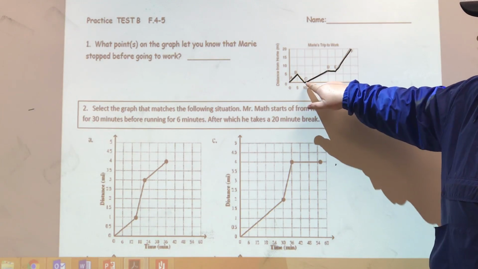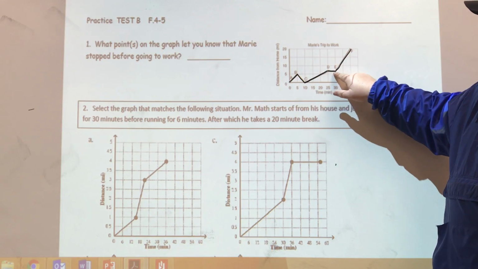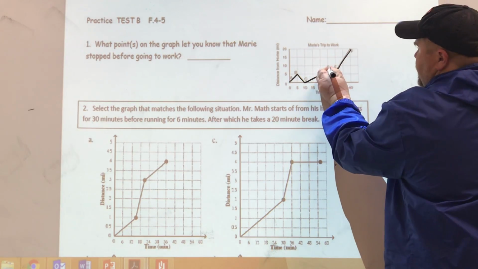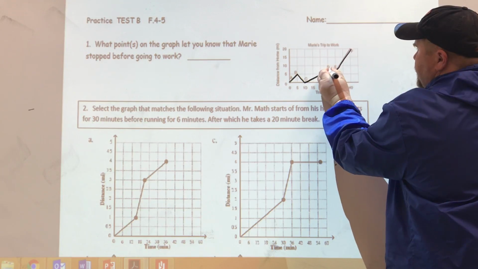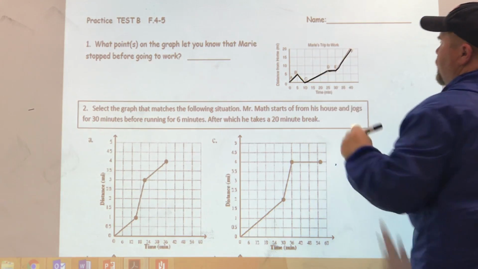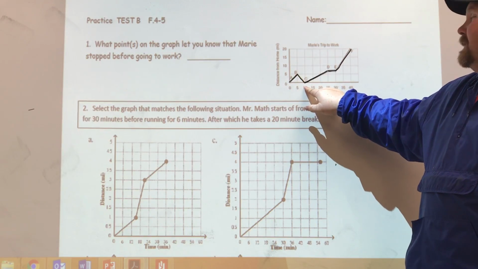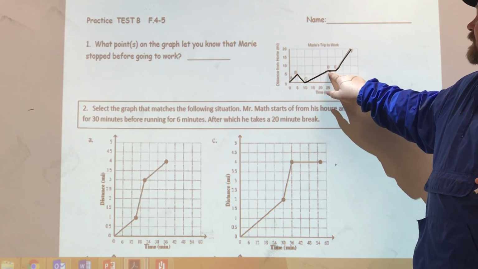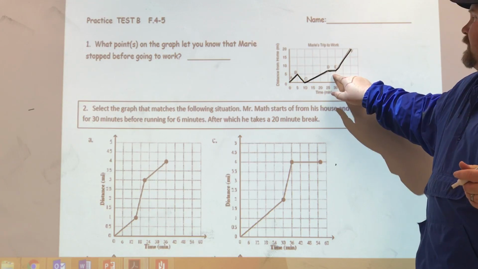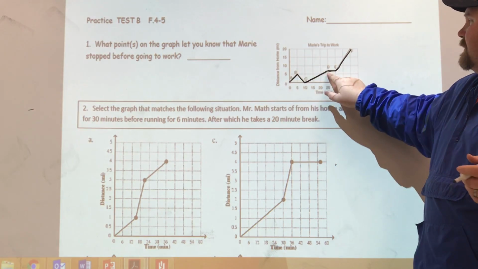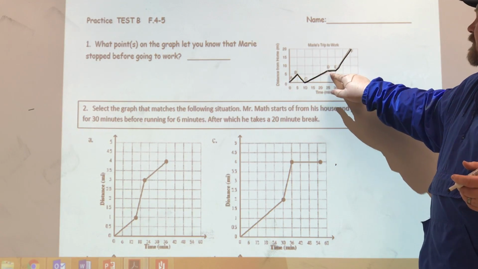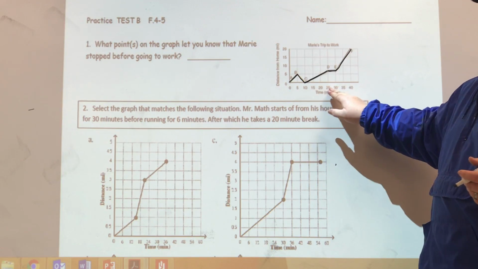People are going to gravitate towards C and towards the DE part right here. This one on the graph, it's actually perfectly flat. It's perfectly straight going across there. And so what we have is point C says that Marie came back home. It doesn't indicate that she stopped. This flat line right here between D and E says that she's approximately, probably 7 miles away. She was 7 miles away from home for 5 straight minutes.